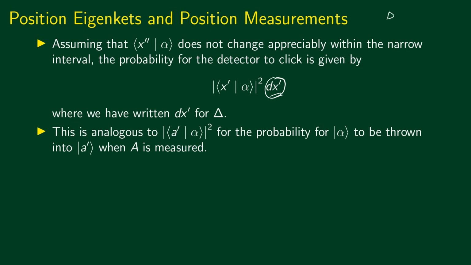Instead of using delta, I could make the interval smaller and smaller, and usually these small or infinitesimal intervals are written as differentials like this, dx'. So here we have written dx' for delta. This is analogous to the usual case of probability that we discussed in the case of discrete observables. This is analogous to |⟨a'|α⟩|² for the probability of ket α to be thrown into ket a' when A is measured.